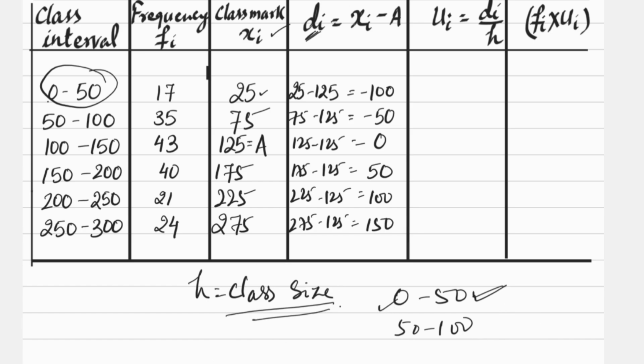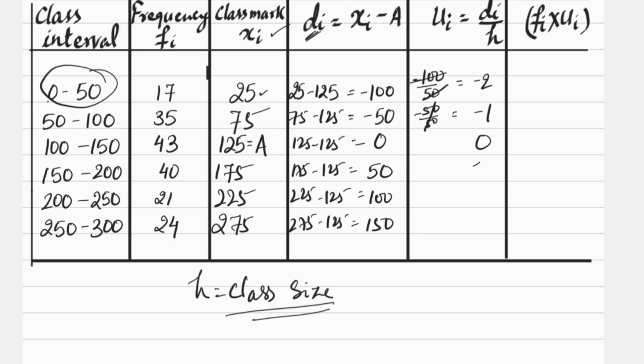So with the help of h, means class size, now we calculate the ui value. So ui value is di by h. So for the first one it is minus 100 by 50. So calculate it, minus 2. Minus 50 by 50, it will be minus 1. For the next one it is 0. For the next it is 1. For this it will be 2 and 3. Now you can see the data in the ui is very small.